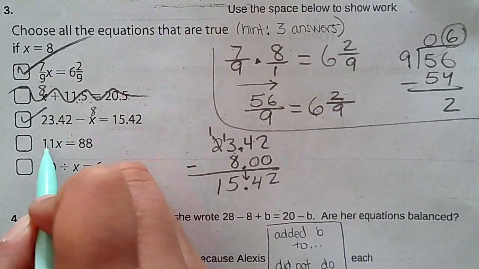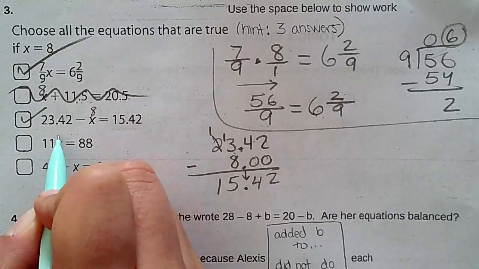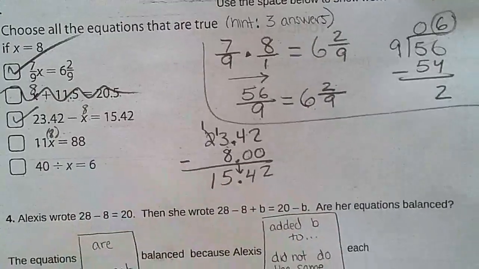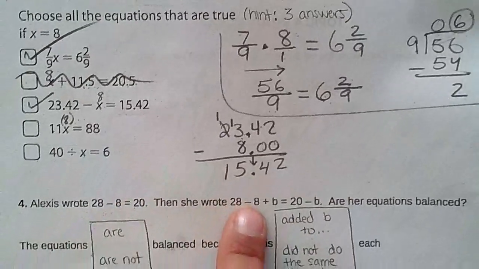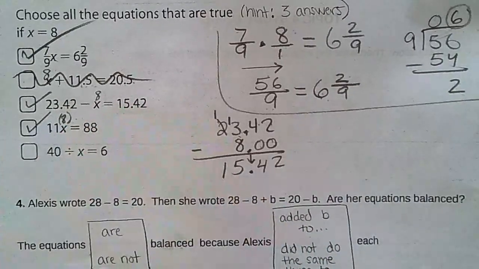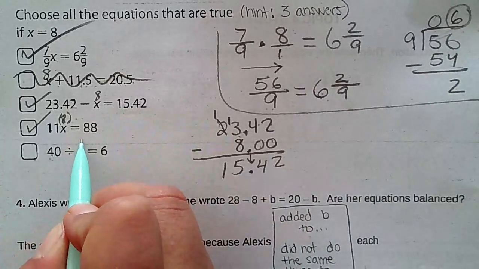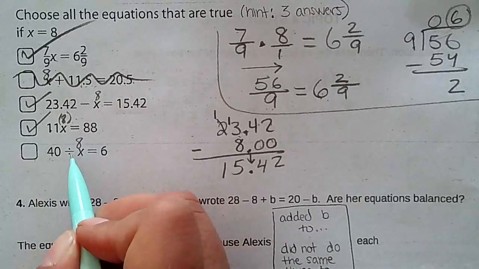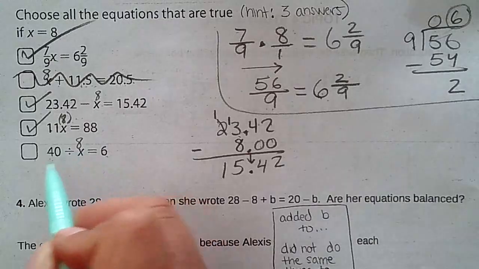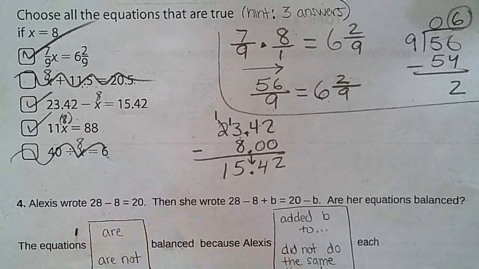The next one, 11 times x, when x is 8. So 11 times 8, that gives me 88. I don't have to do the math. I know my 11 times tables, so I know that is true. And the last one, 40 divided by 8. Well, I know 8 times 5 is 40, so it can't be 6. So this is not true. So those are my 3 answers.